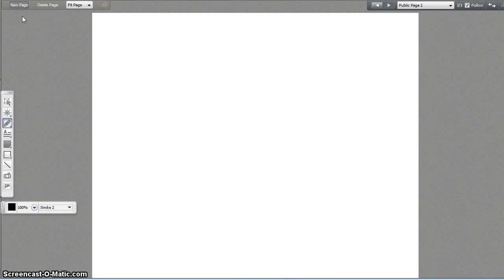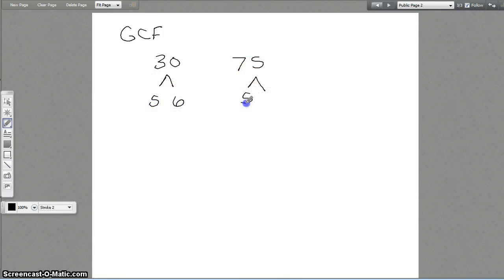The other concept in this lesson is greatest common factor, which is abbreviated GCF. And this is the largest integer that is a factor of all the numbers that you're given. If, for example, you're given 30 and 75. Well, looking at these, I can see automatically that both of these can be divided by 5. So 30 is 5 times 6, and 75 is 5 times 15. So we can see that both of them can have a factor of 5.